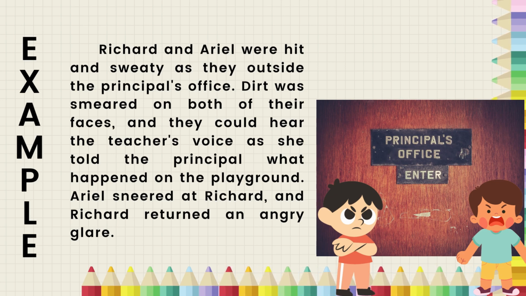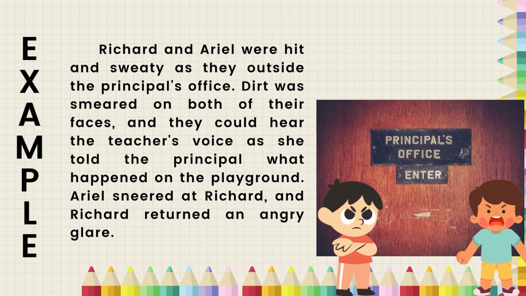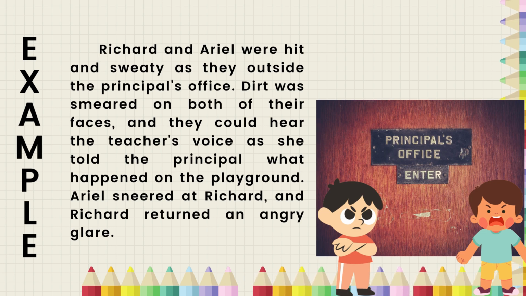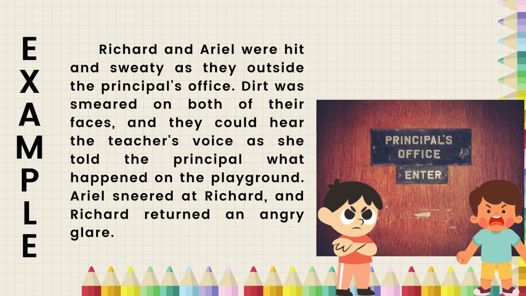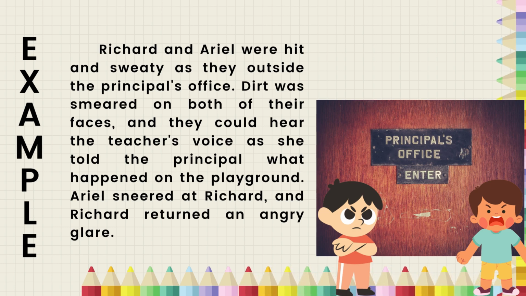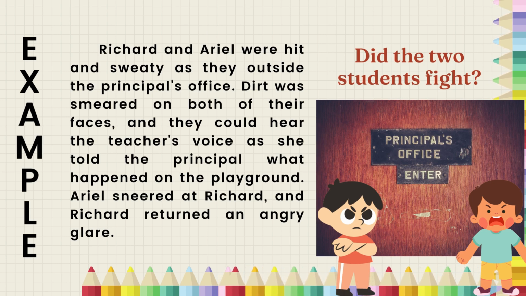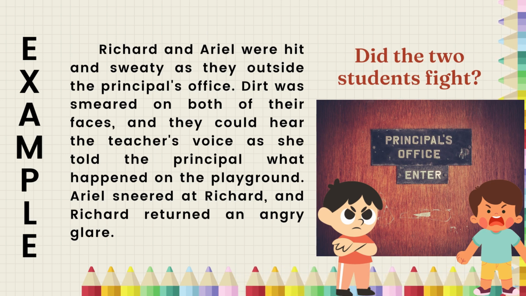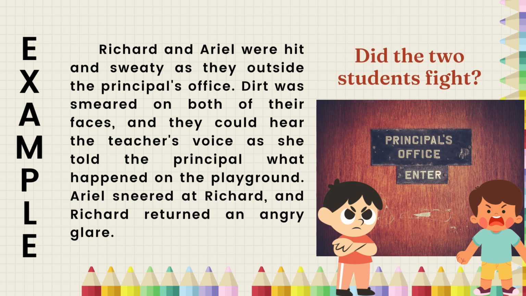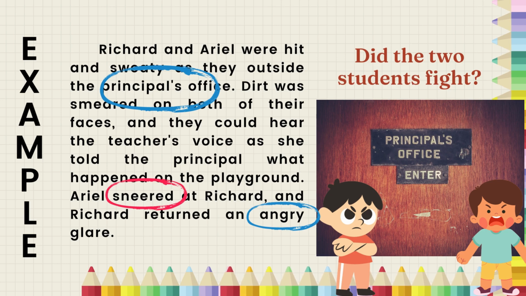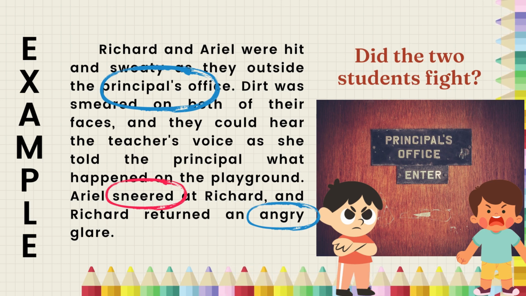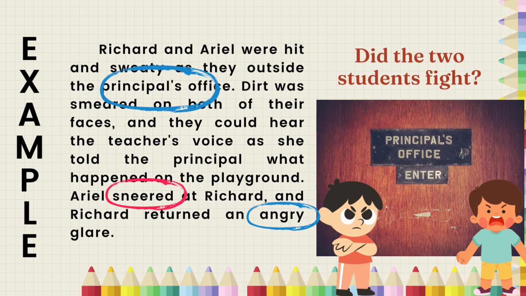Here is another text. Let's read. After reading the text, what do you think happened to the two boys? For example, if we infer that Ariel and Richard were fighting, we must provide textual evidence to support that inference. What would be the possible evidence that the two students fought? If you answer the words angry, sneered, and principal's office, you got it right.